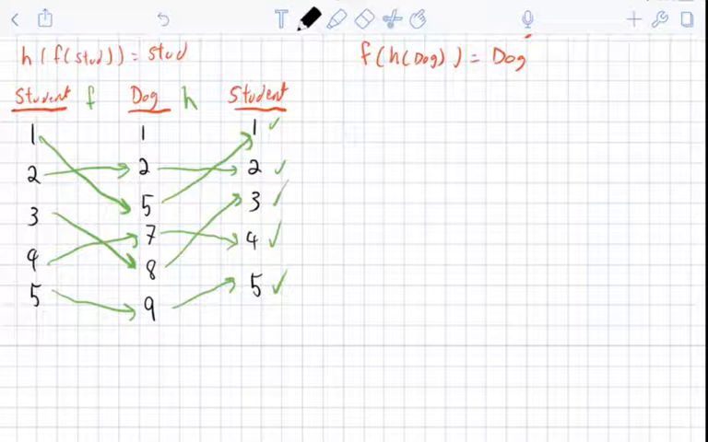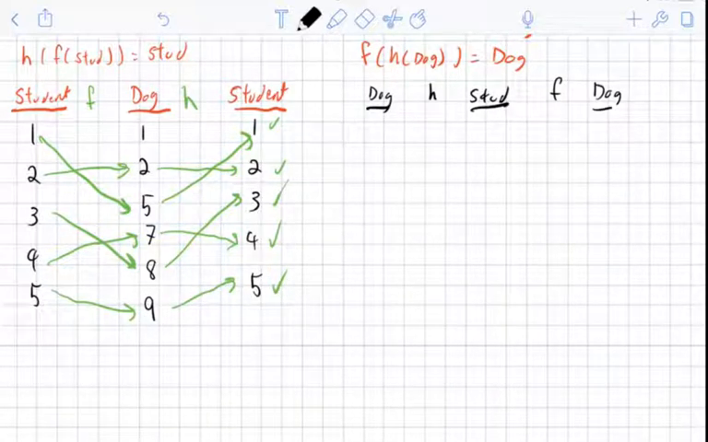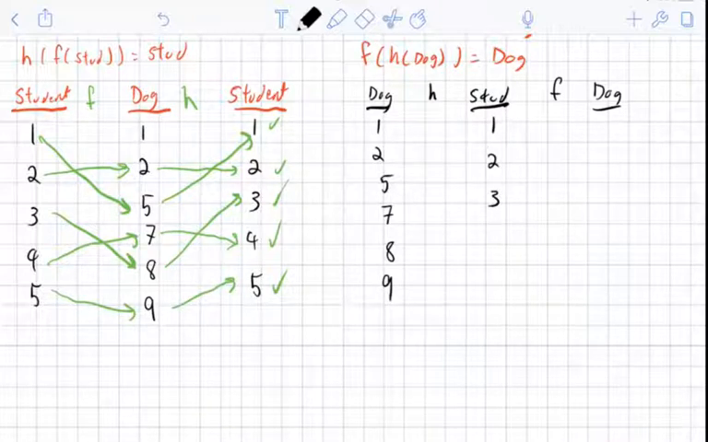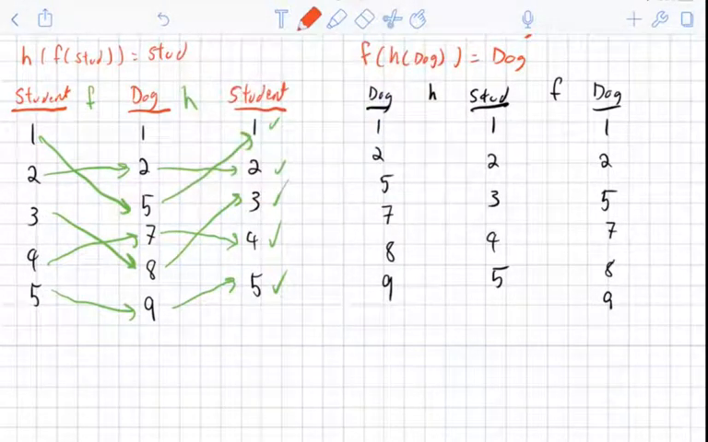So this one, dog, and then the H function, and then the student, and then the F function, and you get back a dog. 1, 2, 5, 7, 8, 9. 1, 2, 3, 4, 5. 1, 2, 5, 7, 8, 9. All right. So, let's see. You look up dog number 9. That gives you student number 5. Student number 5 gives you back dog number 9.